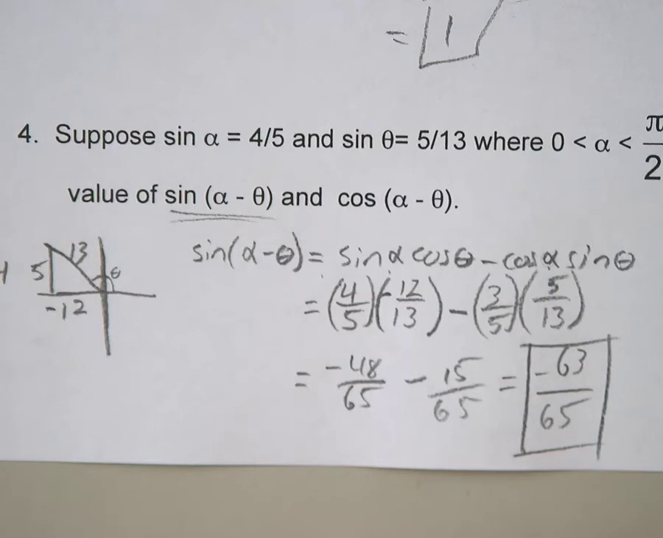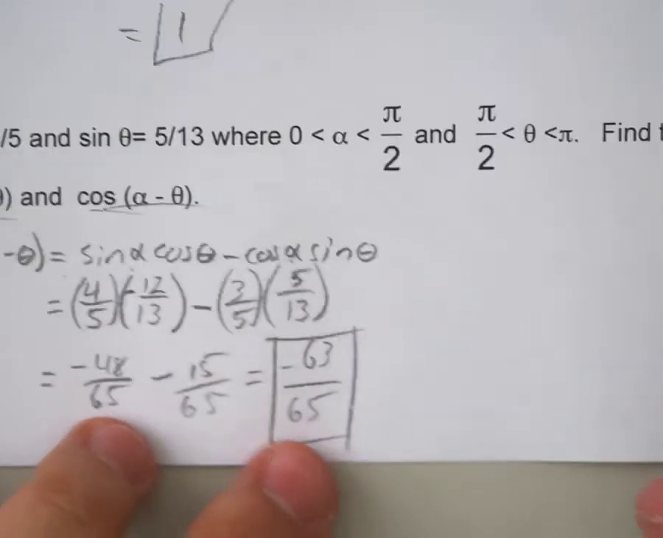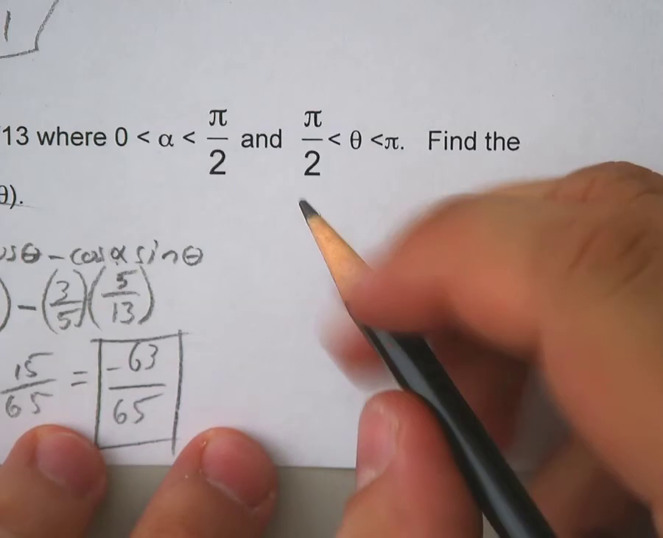All right? Now let's keep going. We need to find cosine of alpha minus theta. So I'm going to come over here to do this one. Cosine of alpha minus theta. Again, I'm going to go to the top.